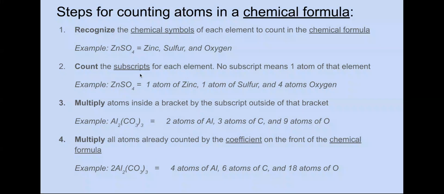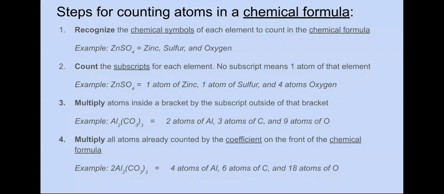Here's what it says in the next step. Count the subscripts. If there is no subscript, see how it says that here? That sort of means that it's just a 1. It's present, it doesn't have more than 1. So just as I said here, 1 atom of zinc, 1 of sulfur, and 4 of oxygen.